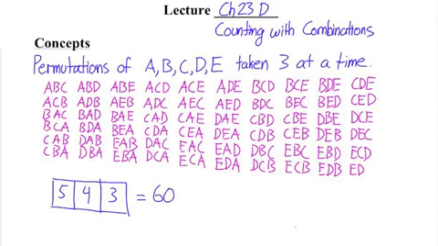Now, I've ordered them in such a way that in each column, you'll notice there are only 3 letters used. For instance, in the first column, I only use the letters A, B, and C. In the second column, I only use the letters A, B, and D. If I were to take just the top permutations in each column, I would have taken what we call only the combinations of these letters. The combinations are taken without regard to order.